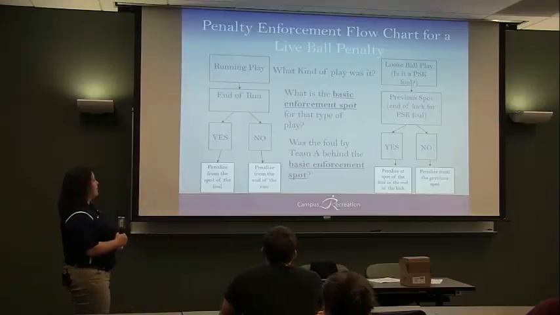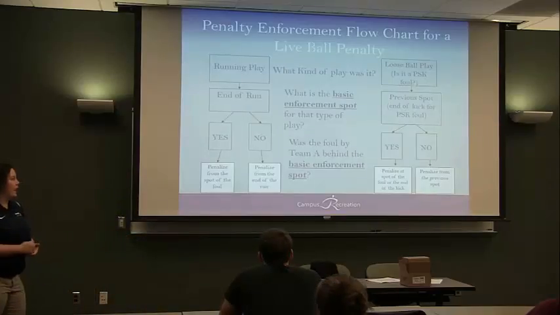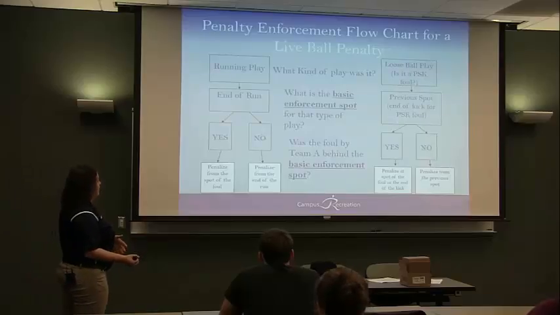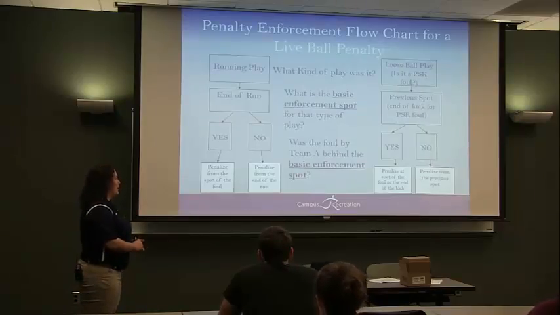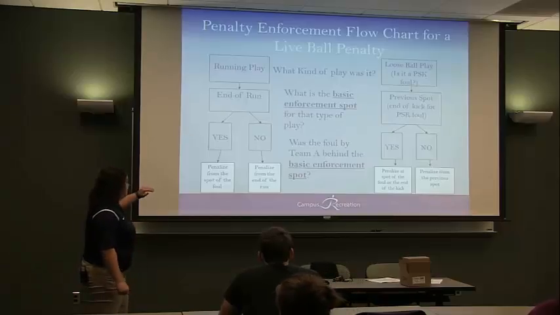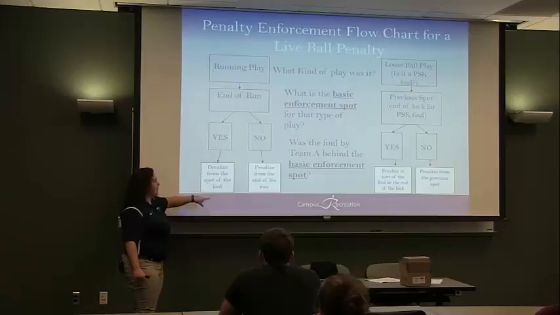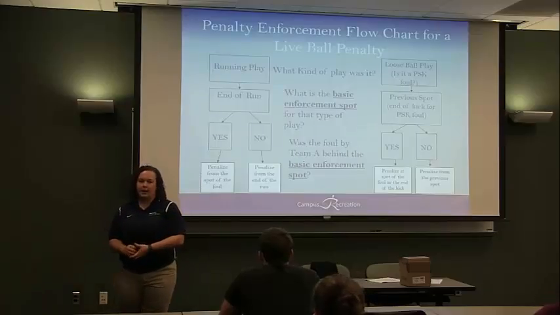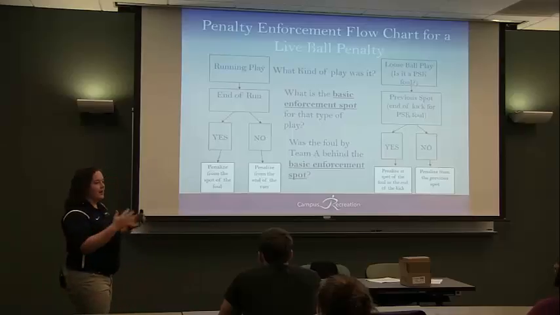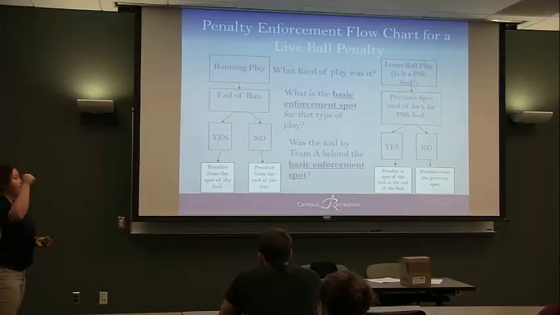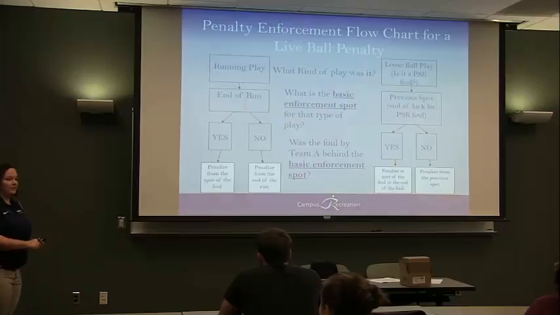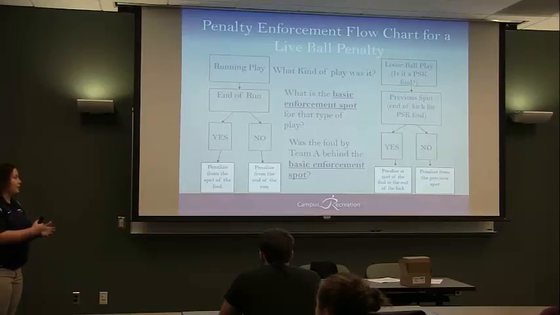And then, was there a foul by Team A, the offense? And was it behind the basic spot of enforcement? Yes or no? If it was behind the basic spot of enforcement for a running play, yes, you're going to penalize it from the spot of the foul. That's the all but one principle Brian was talking about. If the offense fouls behind the line of scrimmage, we are going to penalize them from that spot, because we like to say you're going to put the screws to the offense. If they get penalized behind the line of scrimmage, we're not going to give them the luxury of being enforced from the end of the run or the previous spot. We're going to enforce it from the spot of the foul.